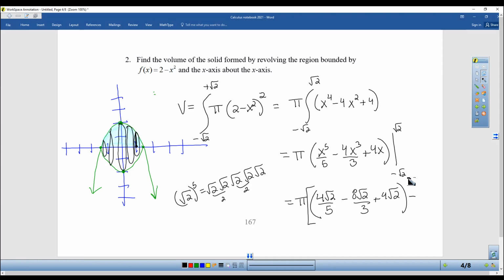Minus, now I have to do the same thing with negative square root of 2. Fortunately, it will produce the exact same numbers, but they'll be opposite. So this is still going to be 4 square roots of 2, but because it's an odd power, it is going to be negative 4 square roots of 2 over 5. And then this one's going to end up being positive 8 square roots of 2 over 3. And this one will end up being minus 4 square roots of 2.